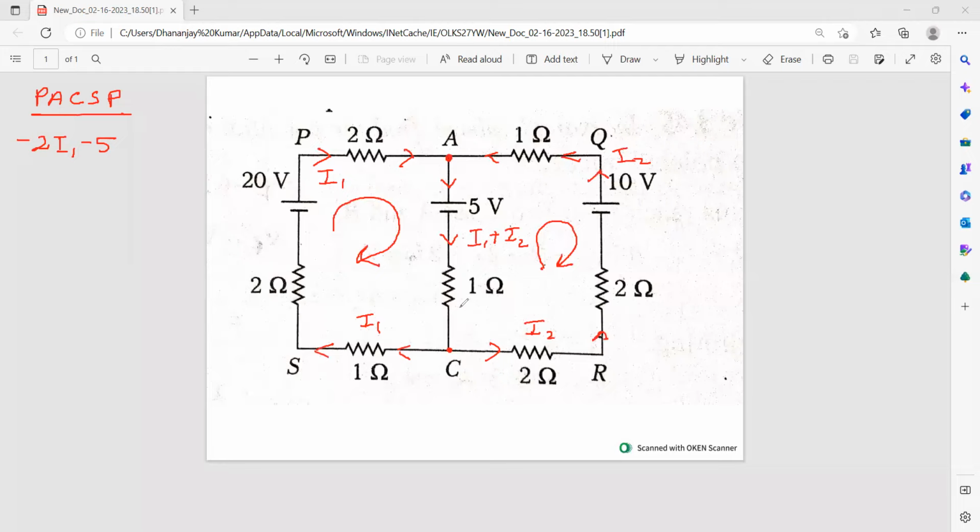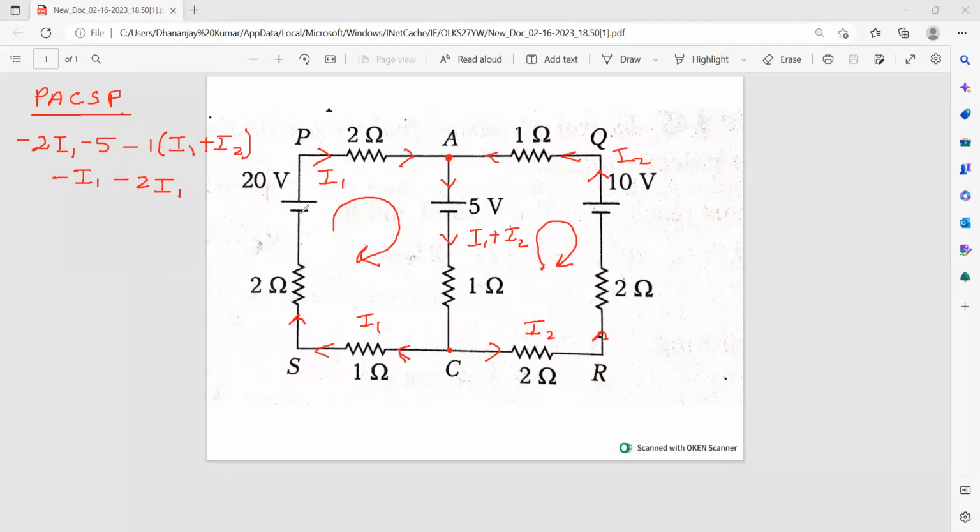Then from the 1 ohm resistor, there is a drop of voltage again because we are moving in the direction of the current. We will be writing minus 1 into (I1 plus I2). Then we have this again 1 ohm resistor. Again, we are moving in the direction of current, so a drop of voltage, so again minus 1 into I1. Then the 2 ohm resistor, again minus, so -2 into I1.